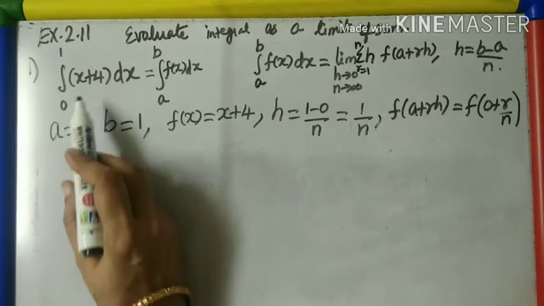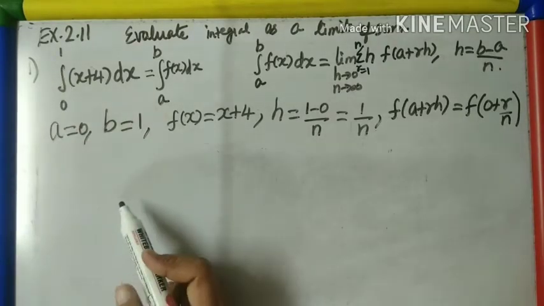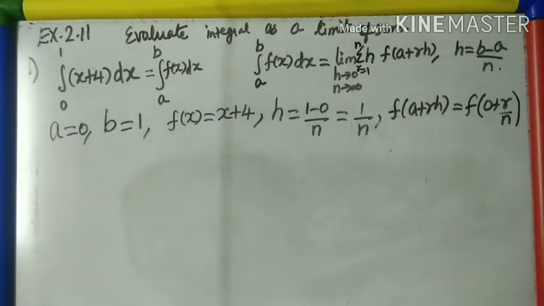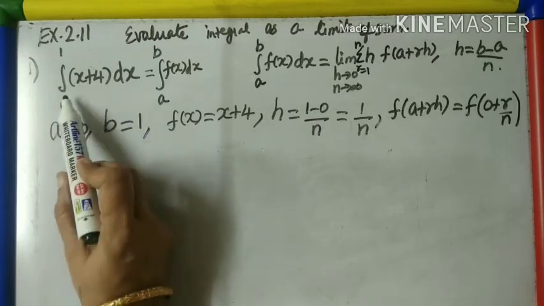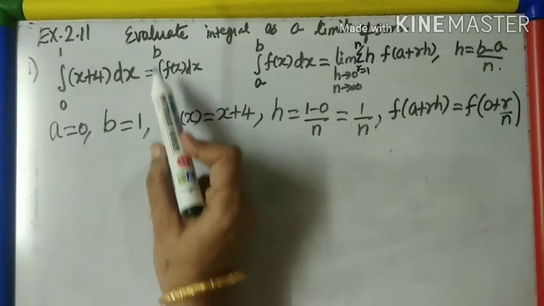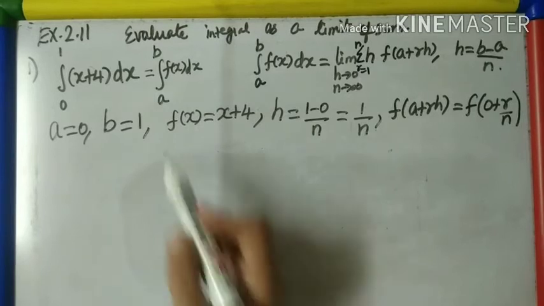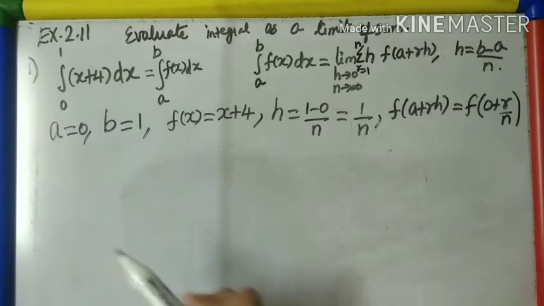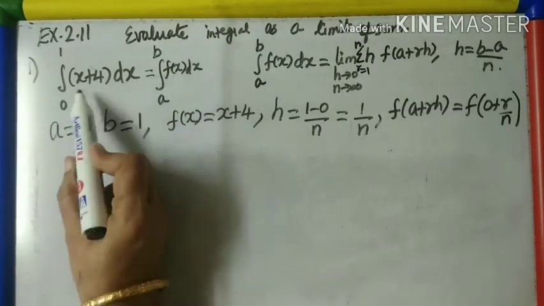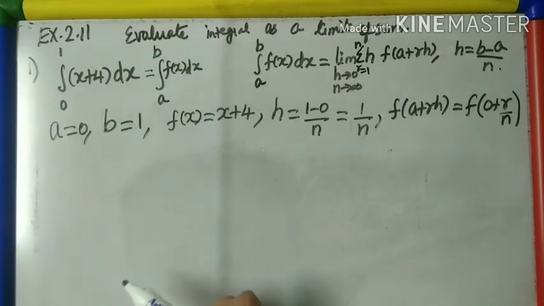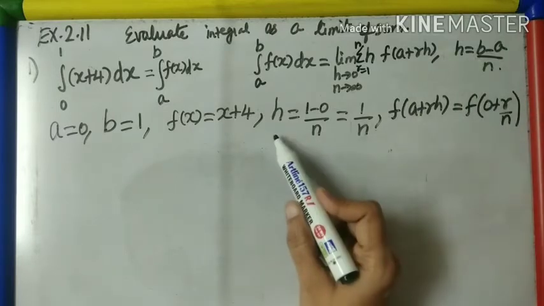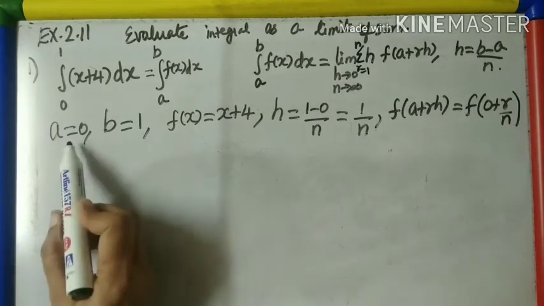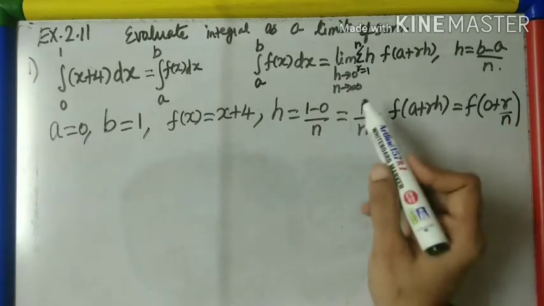Now you are given a problem in exercise 2.11. Evaluate the integral as a limit of sum. This is the given problem. Compare this with the LHS, integral a to b f of x dx. a is the lower limit and b is the upper limit, and f of x is the function, so that is x plus 4. Find out what h is. It is b minus a by n, 1 minus 0 by n. So that is 1 by n.